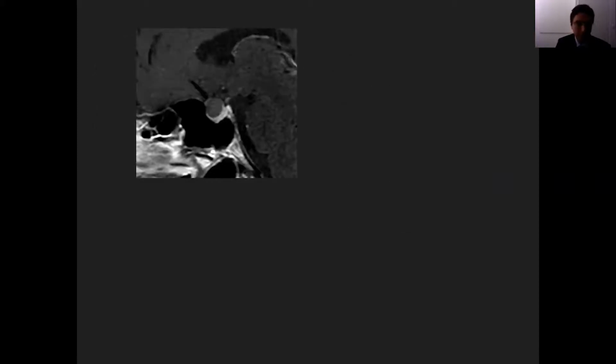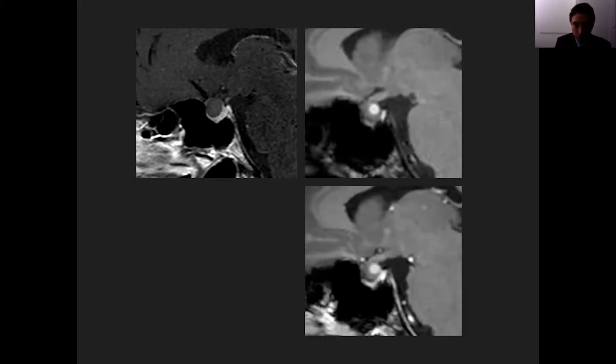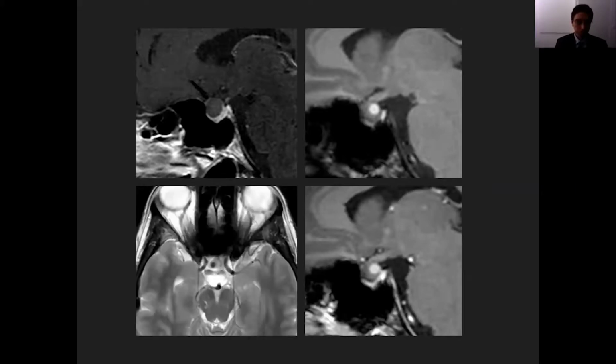This is a different patient where we can see a cystic lesion along the superior aspect of the pituitary gland, and we see the compressed pituitary gland inferiorly. On the pre-contrast T1, we see that there is a round nodule that is bright. There is no additional enhancement on post-contrast images. And on the axial T2 weighted images, we see that the nodule is very dark on the right side.